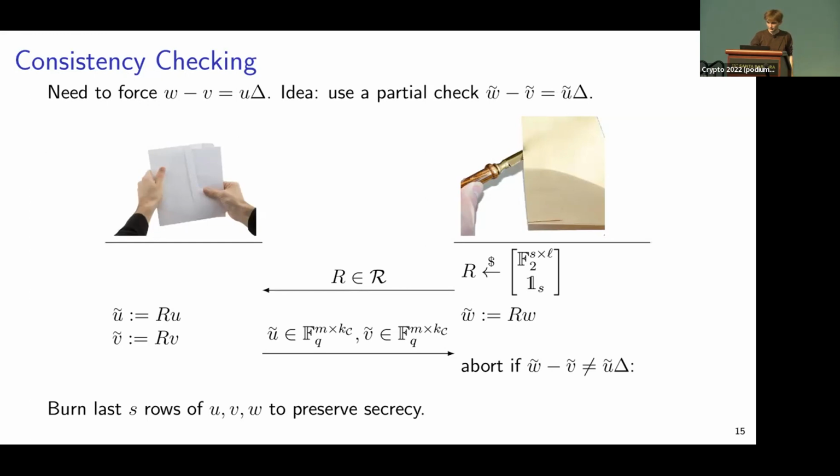More precisely, the base OT receiver generates a random matrix R, which they send to the sender, and the sender computes R times its inputs and sends them back. Now, if they're behaving honestly, the correlation ought to hold on R times these things, these consistency-checked versions of V and U. So the receiver will abort if they do not match. If R has S rows, this reveals S rows of information about U, V, and W. So you burn the last S rows in order to preserve secrecy. So S controls how likely it is that they can break the scheme.